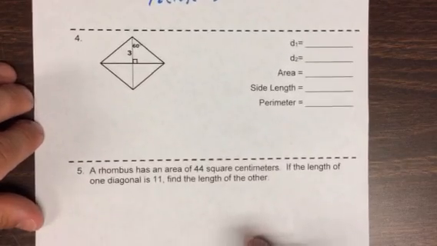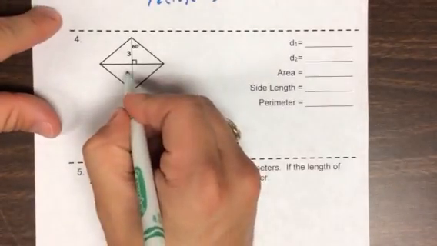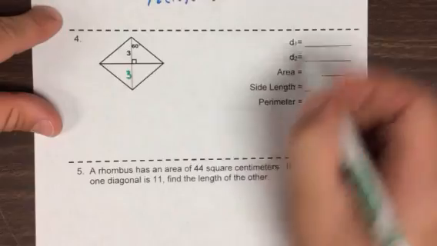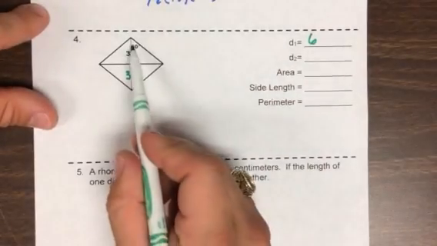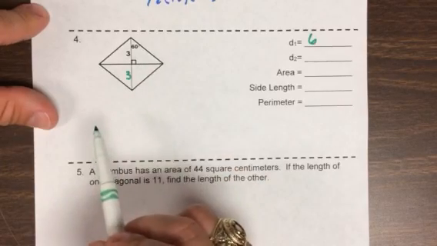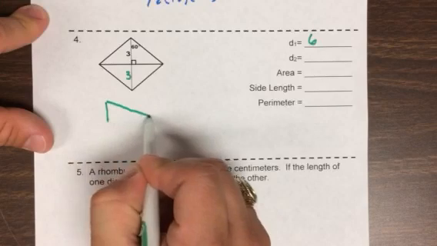Looking down at number 4. Only giving you one number here. That shouldn't stop you from saying that that's also 3, so my first diagonal has to be 6. Now if you notice, this is a 30, 60, 90 triangle. I'm going to go ahead and redraw it down here for you.